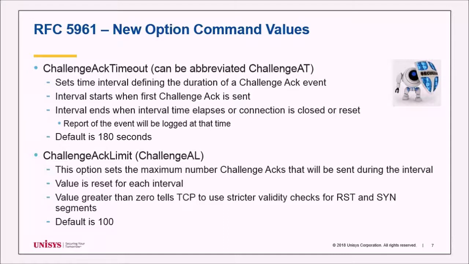A value of the challenge ACK limit greater than 0 tells TCP to use stricter validity checks for reset and sync segments. And the default value of this challenge ACK limit option is 100.